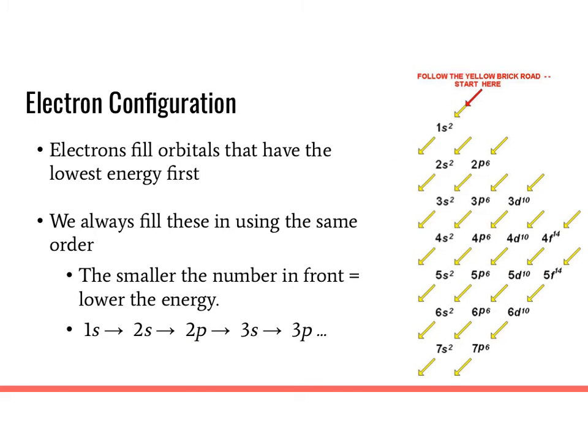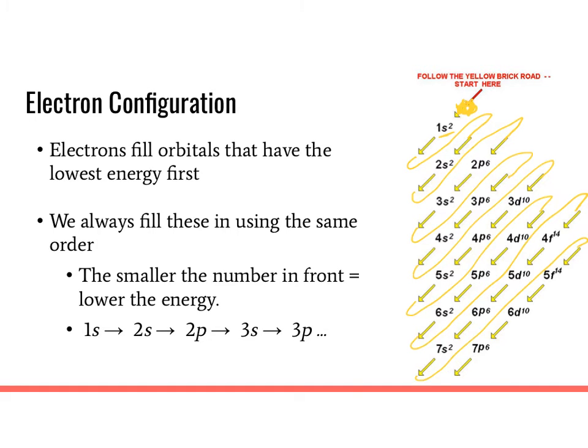So what we're going to do here is this is where we are always going to start. So our starting point is here. We're going to fill up the 1s block first, and then our arrows come back and they wrap. So then we go to the 2s, 2p, 3s, 3p, 4s, and we just keep going down the line. So if you want to make your arrows so that they go like this, you're always going to fill in that order. Do not deviate from the order.